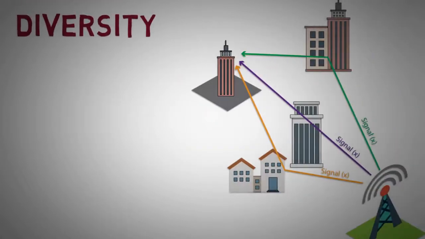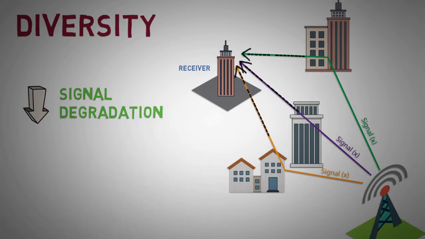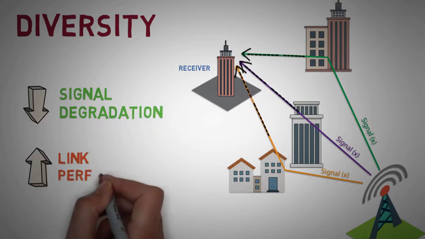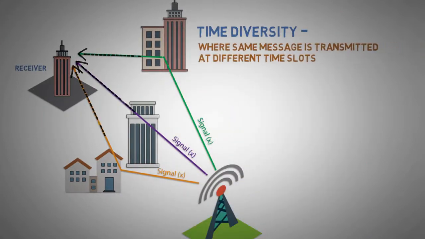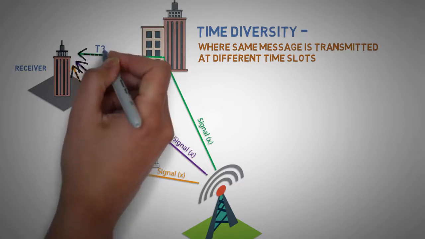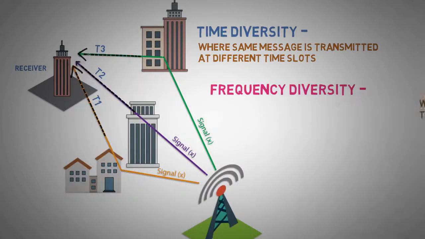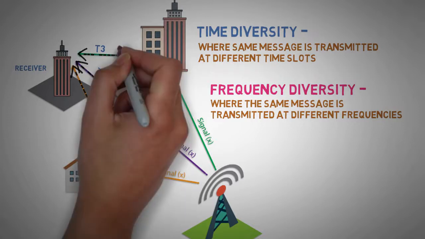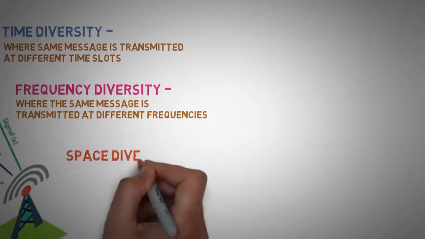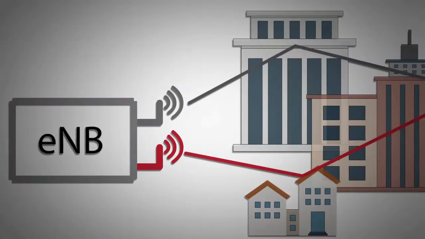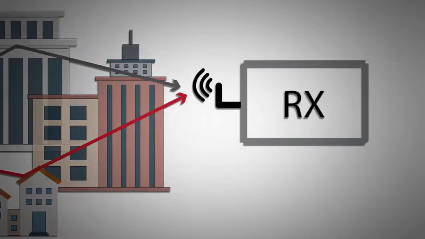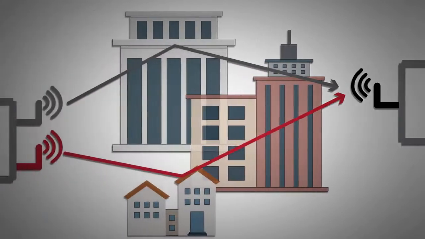The principle of diversity is to provide the receiver with multiple versions of the same signal, which reduces the signal degradation considerably, and effectively improves the link performance. This can be done by time diversity, where the same message is transmitted at different time slots; frequency diversity, where the same message is transmitted at different frequencies; and space diversity, which uses separate antennas located in different positions to take advantage of the different radio paths that exist in a typical terrestrial environment.